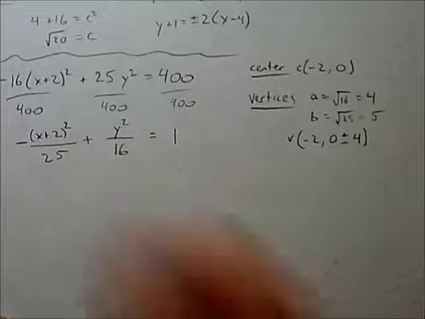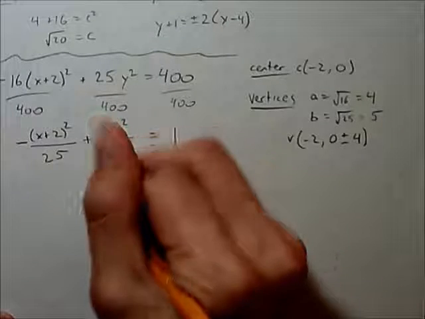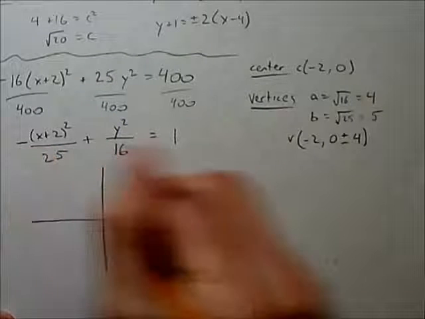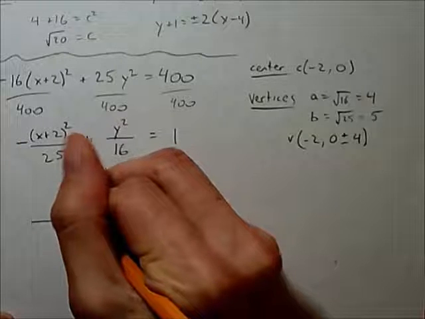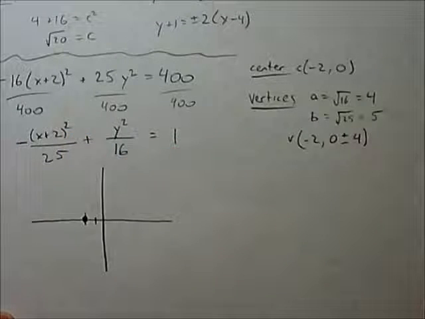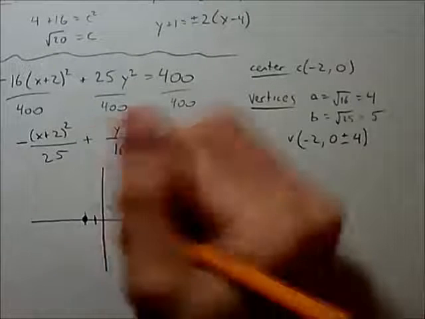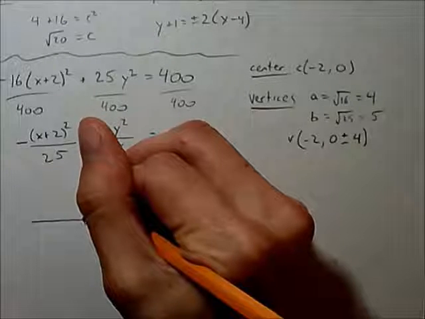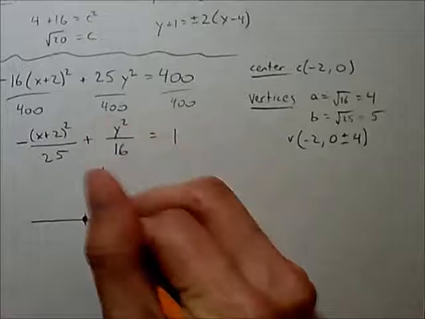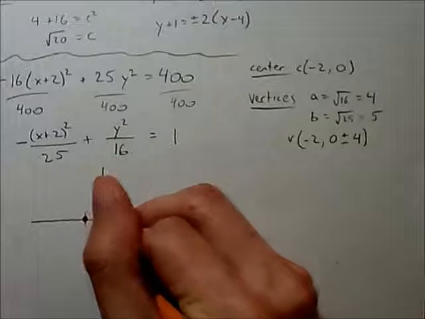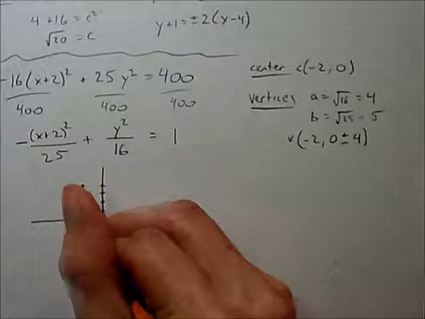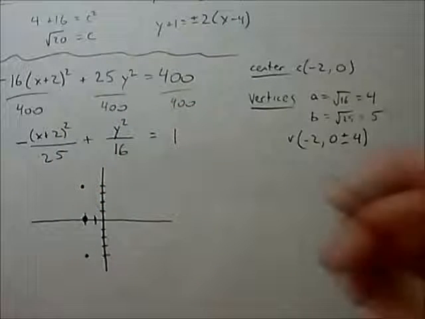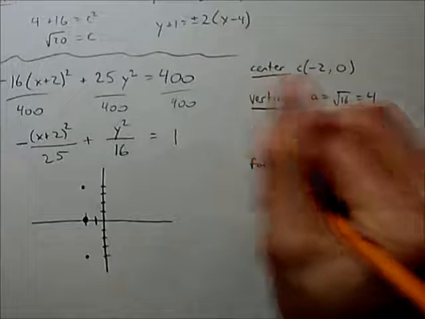So let's graph what we have so far. Okay, so negative 2, 0. There's the center. And then the vertices are going to be up and down, so we're going to count up and down 4. 1, 2, 3, 4. 1, 2, 3, 4. Vertex, vertex.